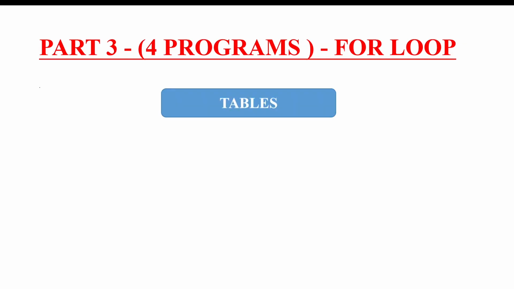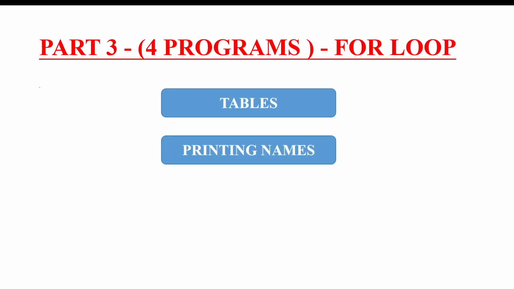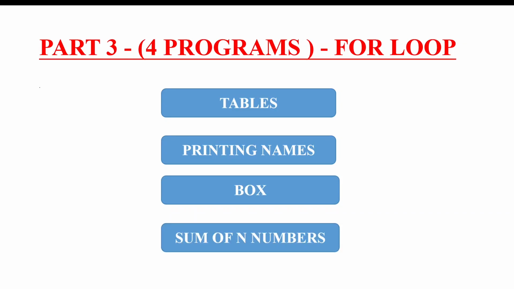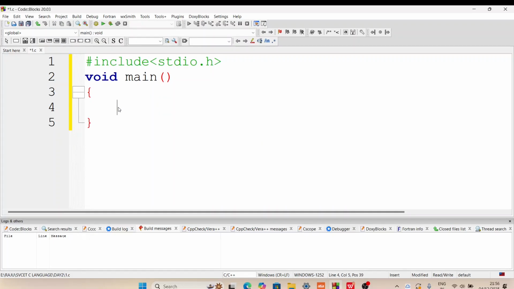Okay, this is program number 6. In this video, it is program number 1. Following part 1 and part 2, this is program number 6, printing the tables. Next, printing the names some number of times, like 10 times. Then printing a box, square or rectangular, using for loops. And finally, the sum of n natural numbers. Okay, now we'll start writing the program.